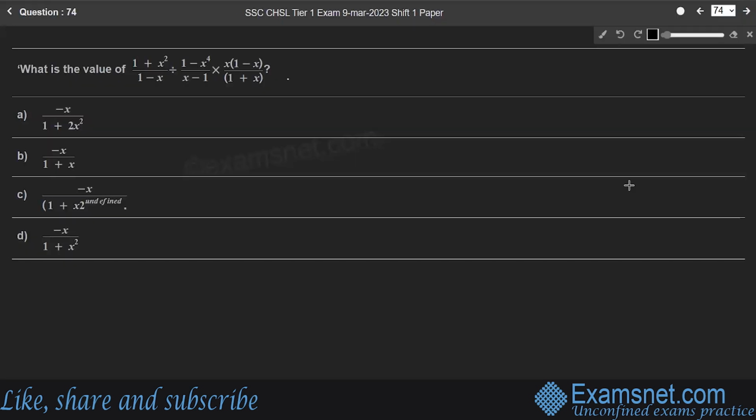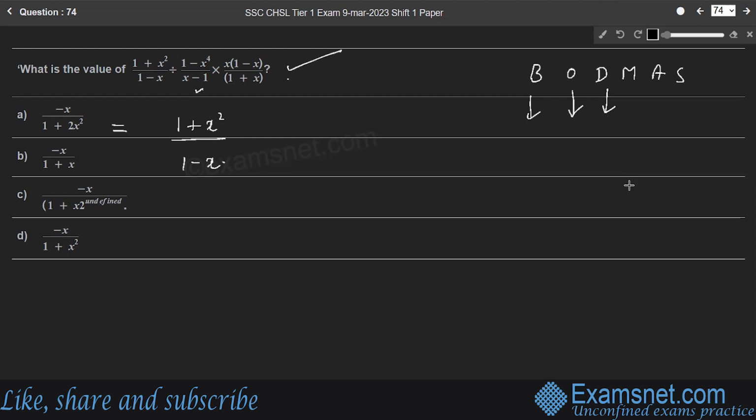Question 74. What is the value of the given mathematical expression? Here, students, we are following the BODMAS rule. There is no bracket to remove here. There is no of part. We'll start with the division, right? So the given mathematical expression becomes 1 plus x squared by 1 minus x, divided by, we'll start with division here.